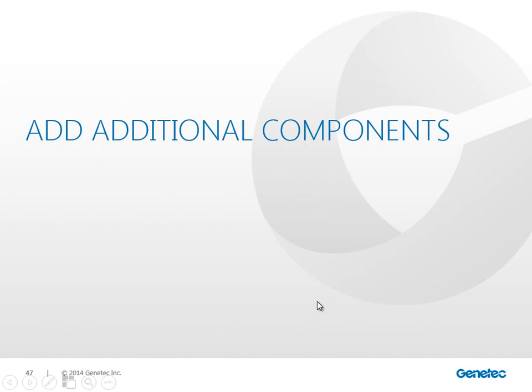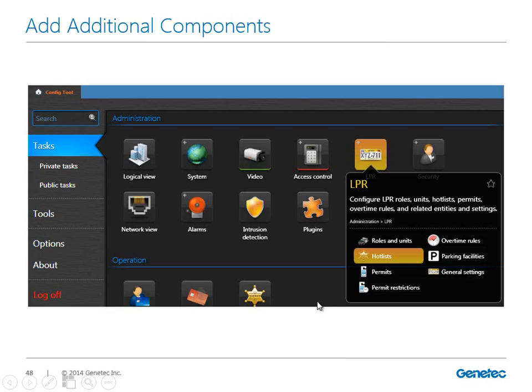Alright, so we've been looking at a lot of the access control stuff just now, but if we have any additional components, now's the time to set those up. One of the things we may want to set up are hot lists for your LPR units if you're using the AutoView component of Security Center. You can create those from the LPR task. We're going to pick the hot list tab.